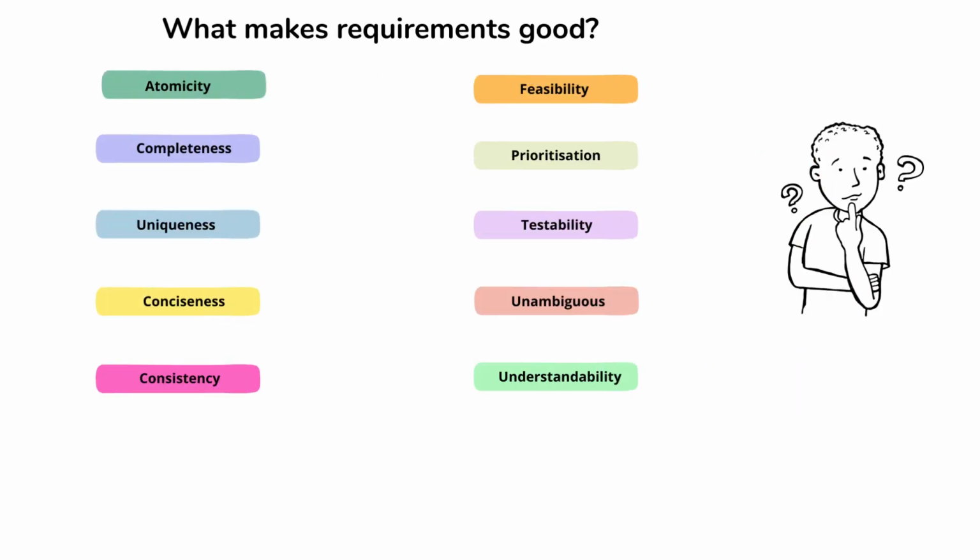What makes a requirement good? The main characteristics of software requirement quality, including business requirements. Atomicity is a requirement that cannot be broken down into more detailed requirements.